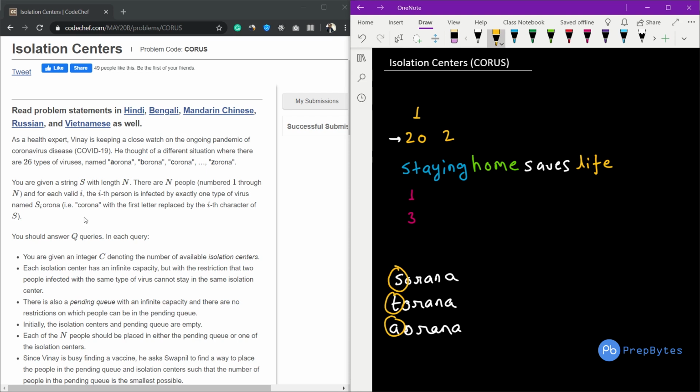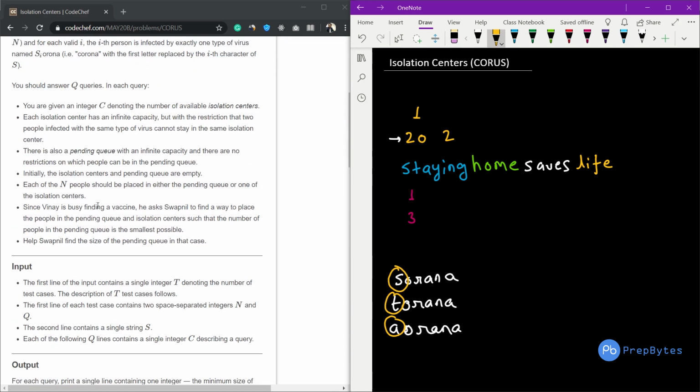Fine. You should answer Q queries. You are given C denoting the number of available isolation centers. So for each query we are given a C, that is the number of available isolation centers. Each isolation center has an infinite capacity, but with the restriction that two people infected with the same type of virus cannot stay in the same isolation center. There is also a pending queue with infinite capacity, and there is no such restriction on the pending queue.